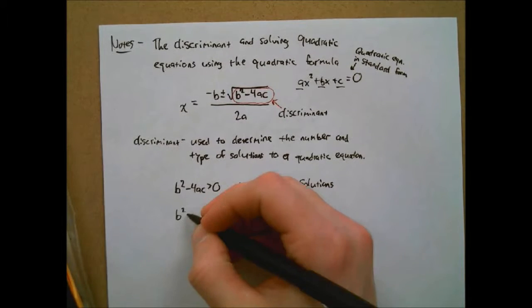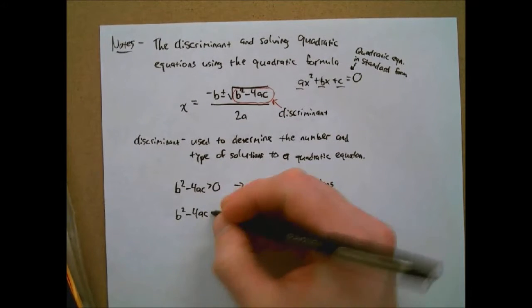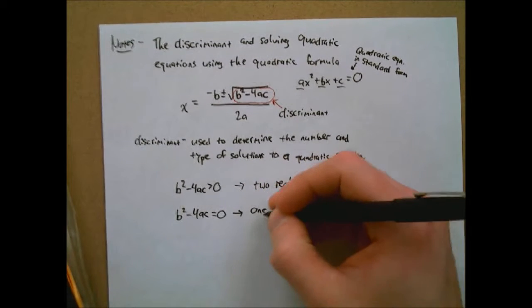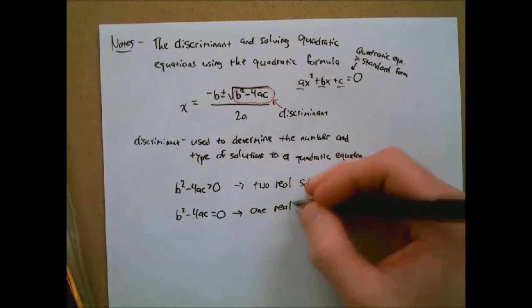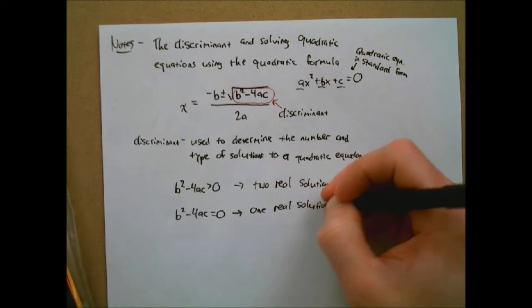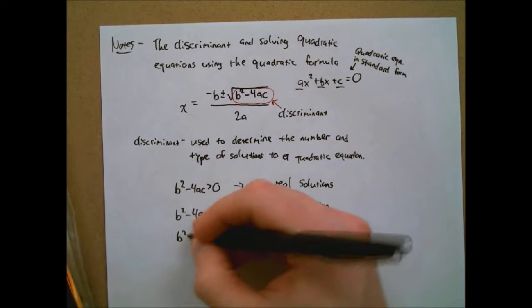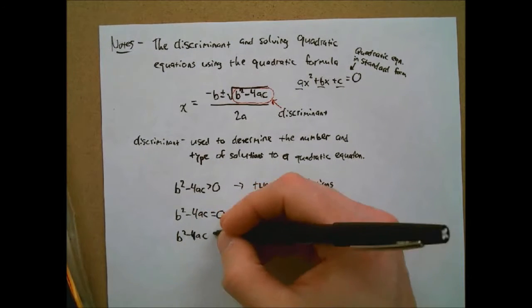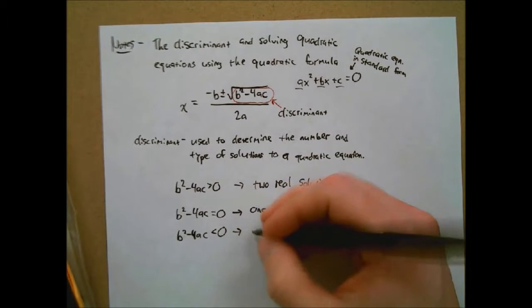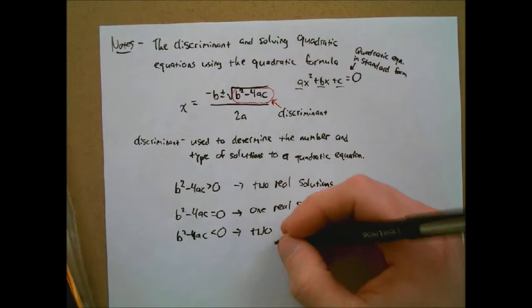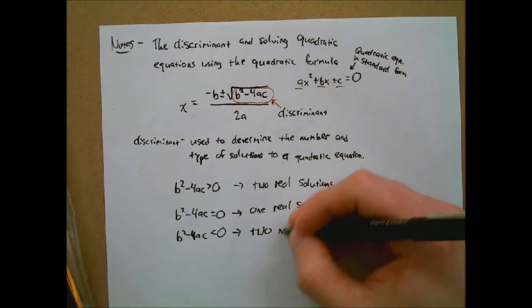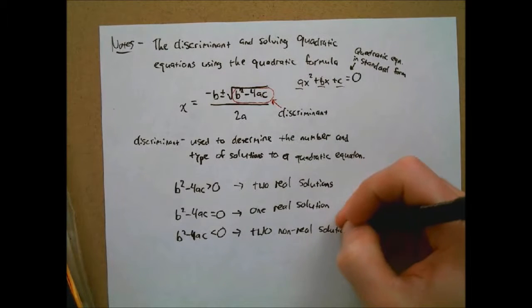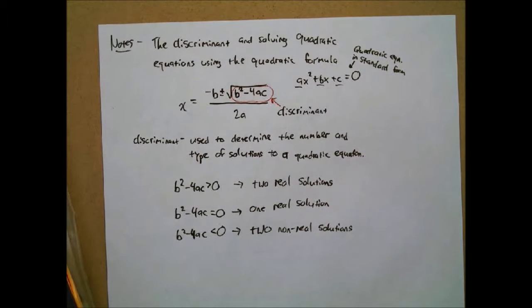If b squared minus 4ac is equal to 0, then we have one and only one real solution. And if b squared minus 4ac is less than 0, then we have two solutions again, but it's two non-real solutions.